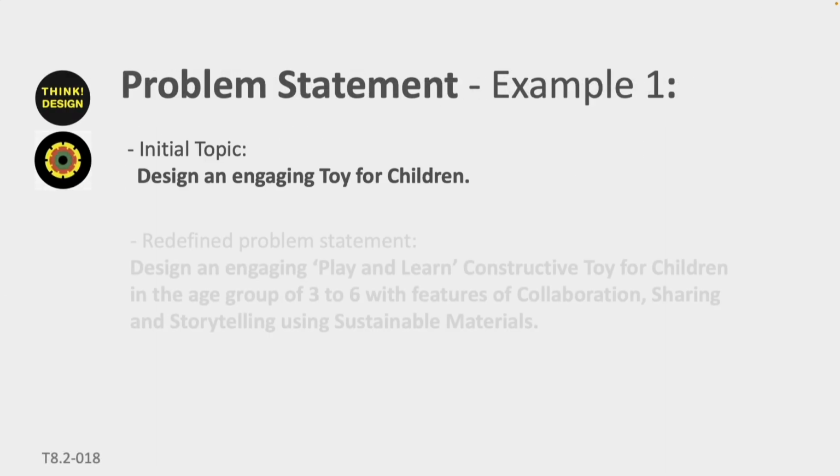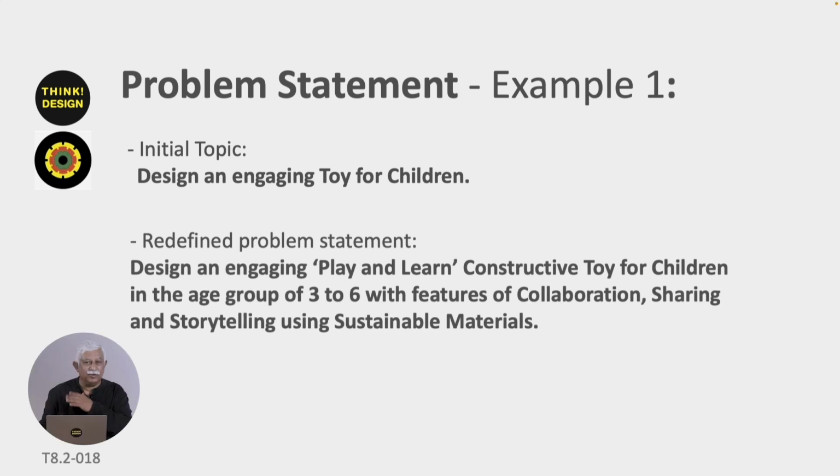So, you started with this problem statement, designing an engaging toy for children. Now, after these studies, let us look at how you can actually redefine it. Okay. So, now it has become designing an engaging play and learn constructive toy for children in the age group of 3 to 6 with features of collaboration, sharing and storytelling and using sustainable materials. So, what have you done here? You have actually put in a lot more details into it. Okay. So, it was not just an engaging toy, it is engaging with combination of play and learn.